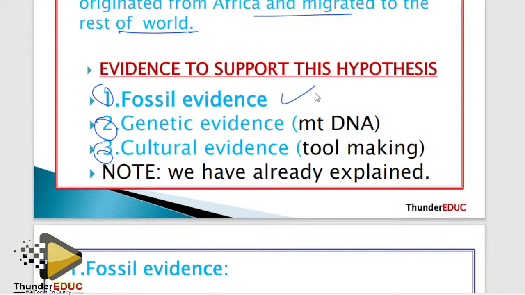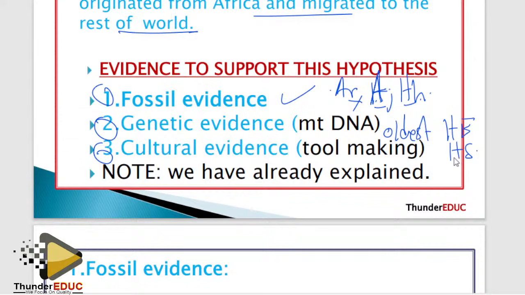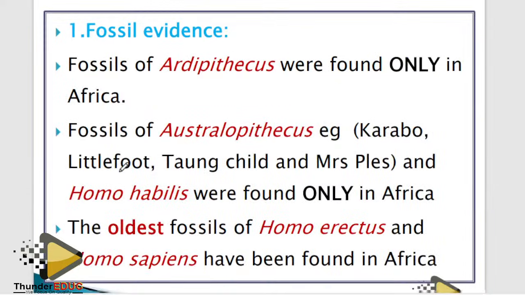Fossil evidence, you talk about the oldest fossils: Ardipithecus, Australopithecus, and Homo habilis. All of them were discovered in Africa only. Ardipithecus, Australopithecus, and Homo habilis were only discovered in Africa. But now, when you talk about the oldest fossils of Homo erectus and Homo sapiens, they were discovered in Africa. You have to add that word oldest.